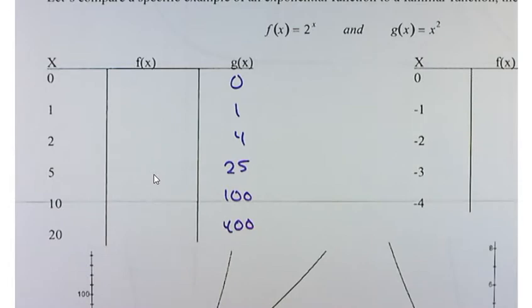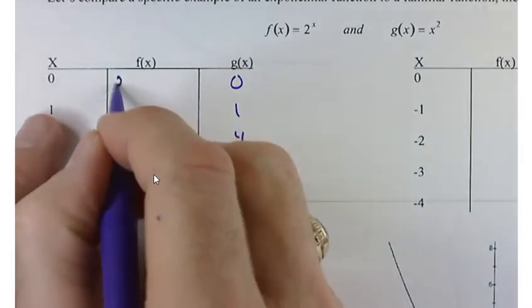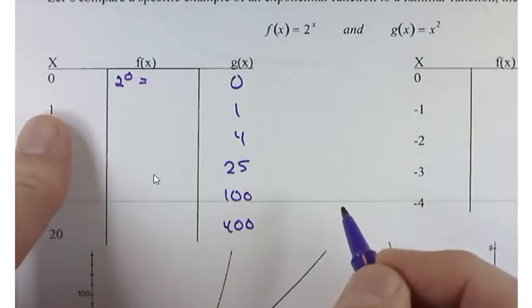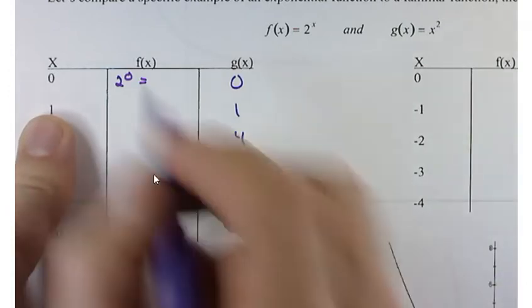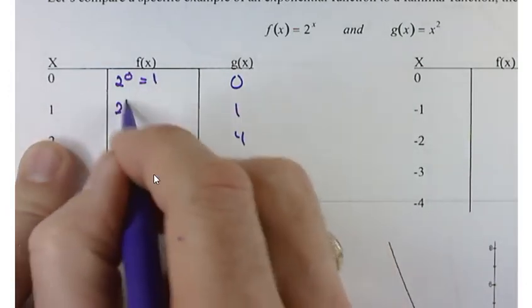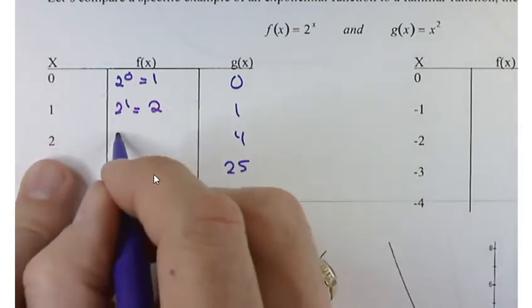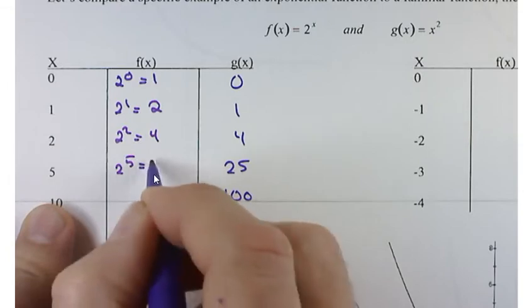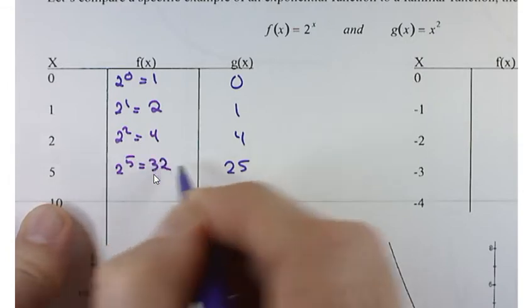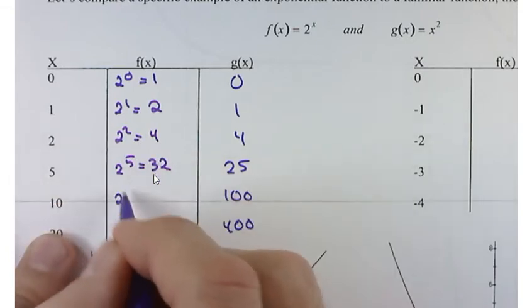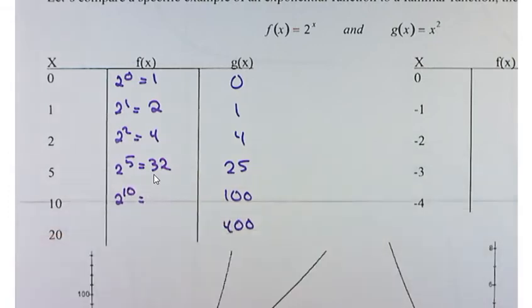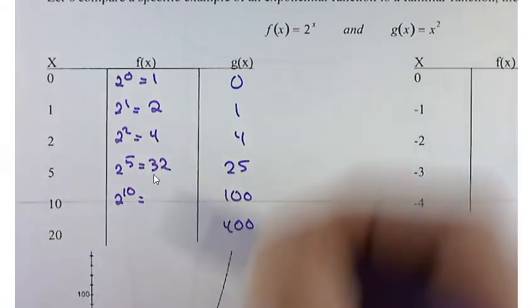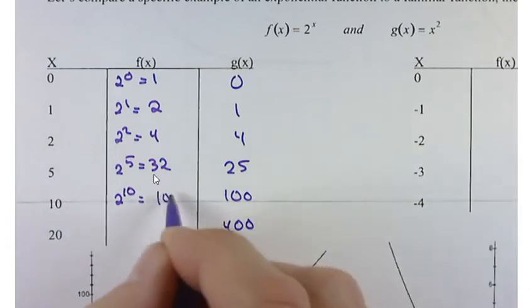Let's see what happens, though, in contrast when we start looking at 2 to the x power. For instance, 2 to the 0. What's anything to the 0 power? 1. 2 to the first power is 2. 2 to the second power is 4. How about 2 to the fifth? Anyone got that one? 32. Well done. But here's something kind of surprising. 2 to the 10th power. It's really 32 squared. 1024.